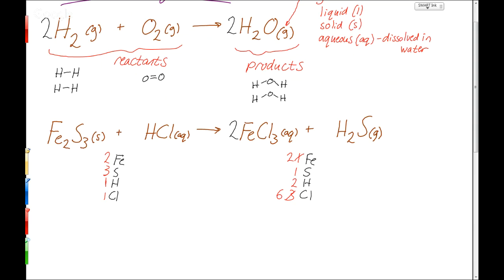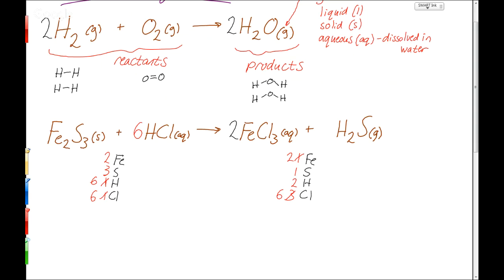What do you want to balance next? Chlorine? Sure. So we've got 1 over on the left and 6 on the right. How do we fix that? Yeah, we're going to put a 6 in front of the HCl so that we can have 6 chlorine. But what else does that change? The hydrogen, right.